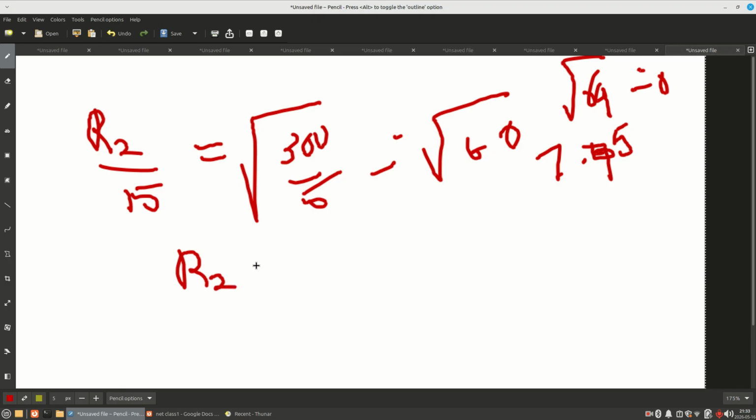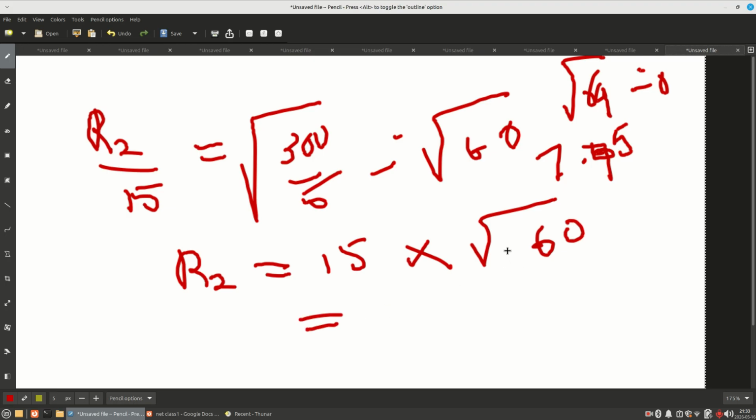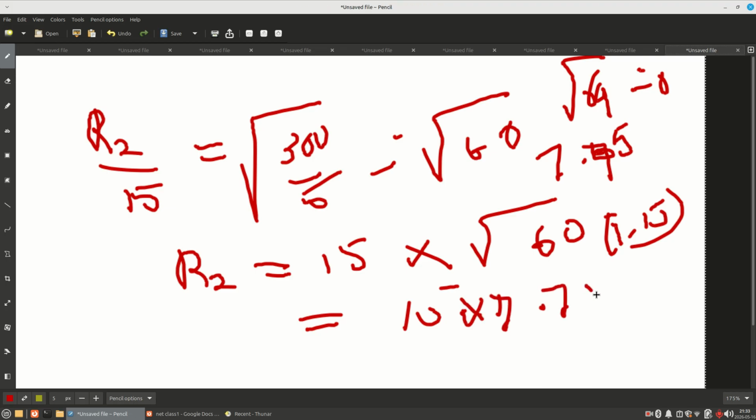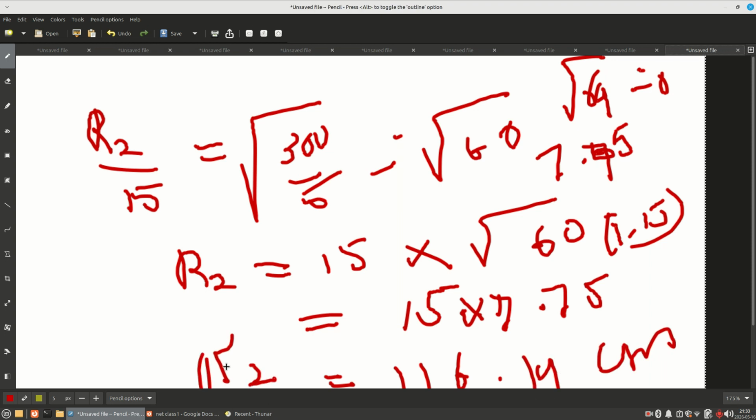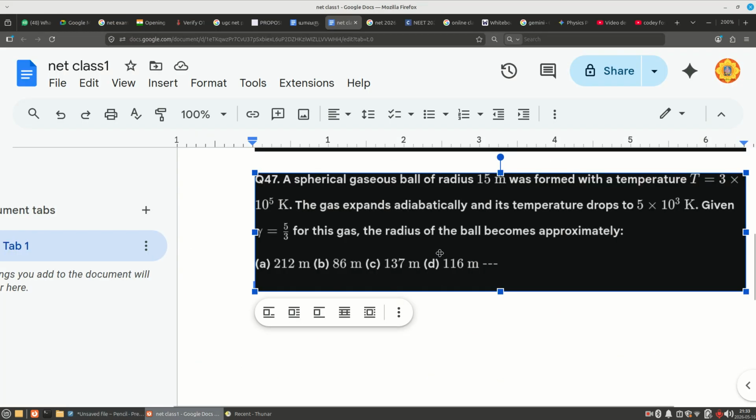So R2 becomes 15 into root 60, which means 15 into 7.75. We finally get a value of around 116.197 centimeters. This is the final value we have calculated, and the answer is D.